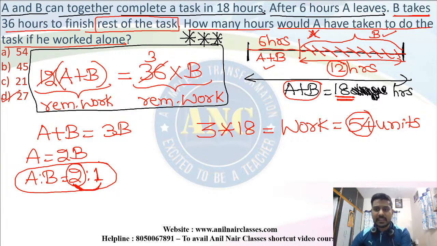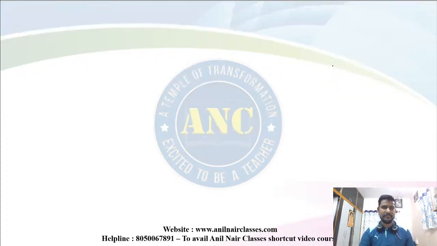If A and B themselves only had worked, they would have worked for another 12 more hours to complete the work. So that's the reason I wrote it as 12 into A plus B for the remaining work. But A left, B the only lone warrior who is actually waging this war, and B takes 36 hours to finish the rest of the task. So it is equal to 36B. So simple, you can analyze it.